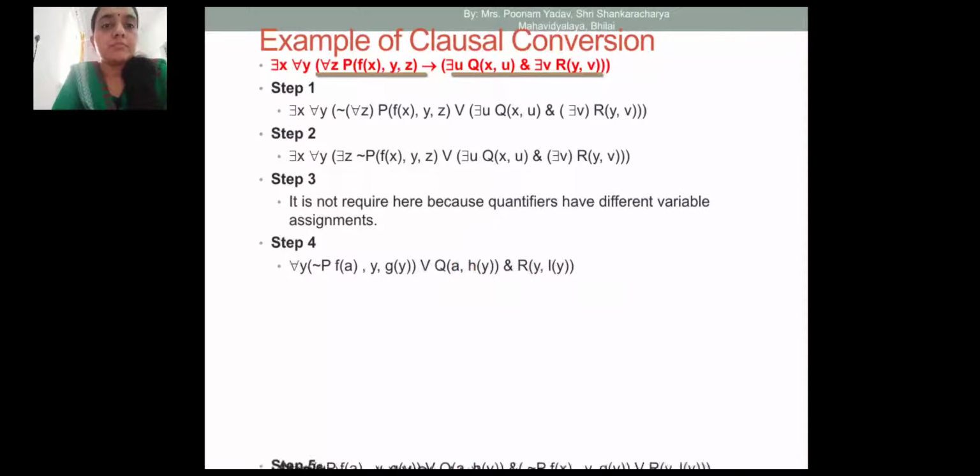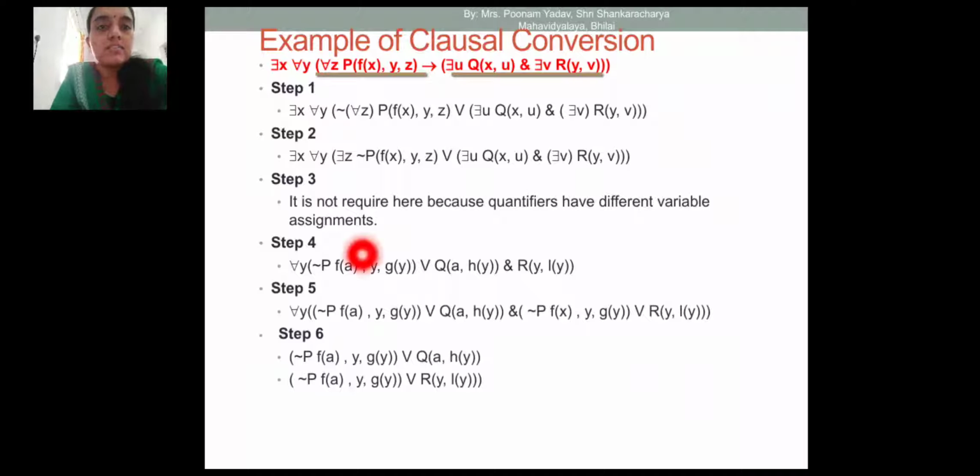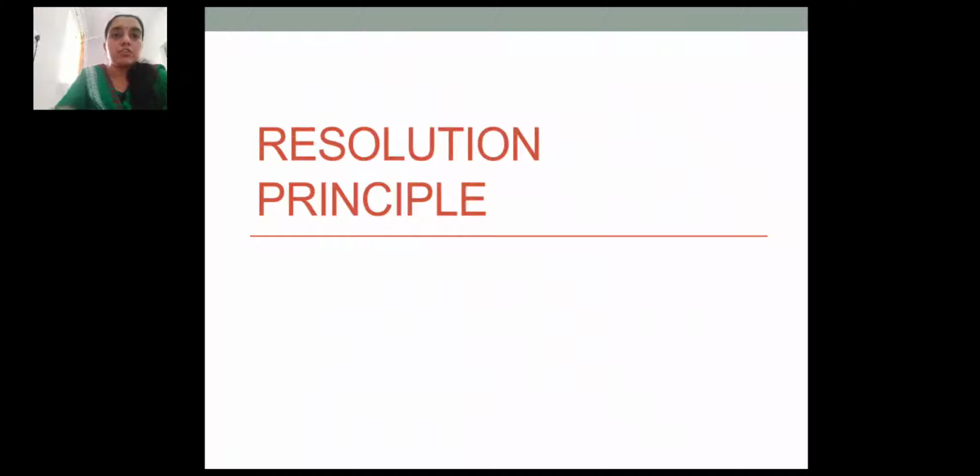Then in steps 5 and 6, look here: for all y, not p(f(a(y),y),g(y)), or q(a(y),h(y)), and not p(f(a(y),y),g(y)) and r(y,i(y)). So in this way it is performed and we get these two conjunctions. Now the resolution principle.